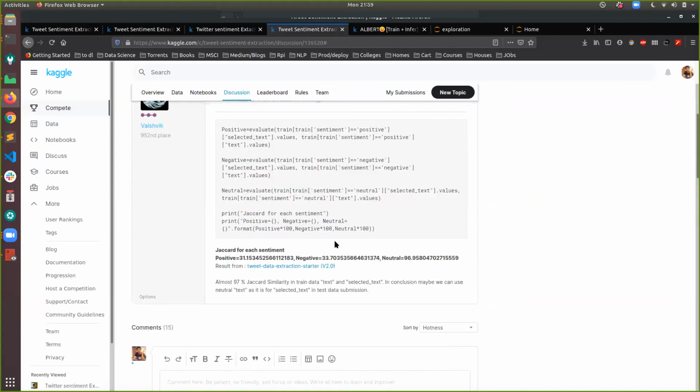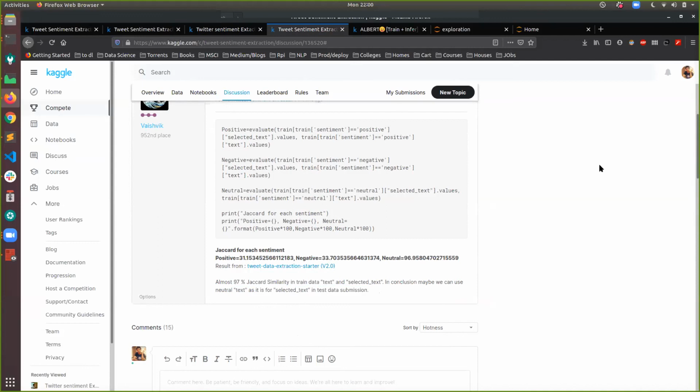So for neutral tweets, you can just paste the text as is while you're submitting. You would still get a good score. So we can use the neutral text as it is for selected text. You don't have to struggle and do the span selection, because it's basically the same, since you get 97%. Yeah, that was the interesting thing that I saw.